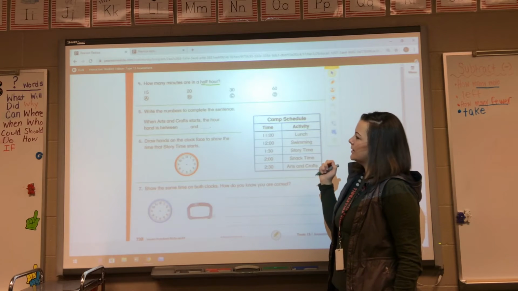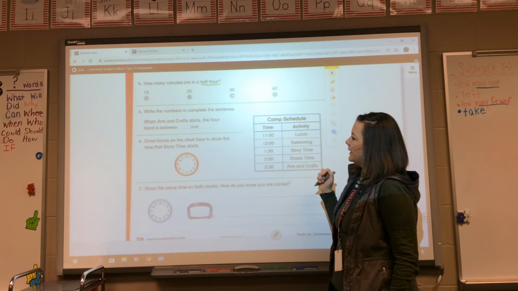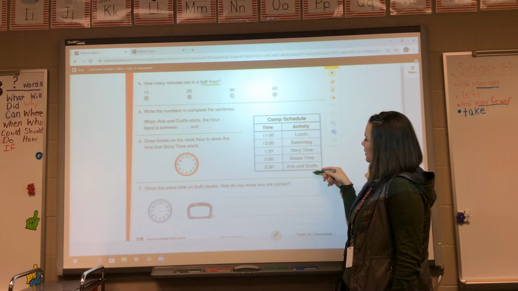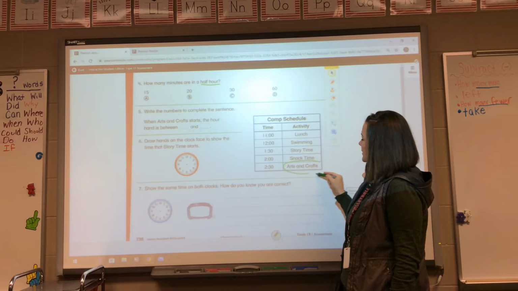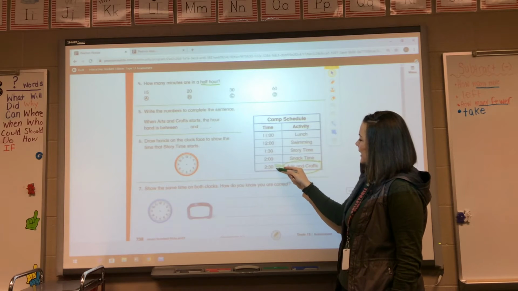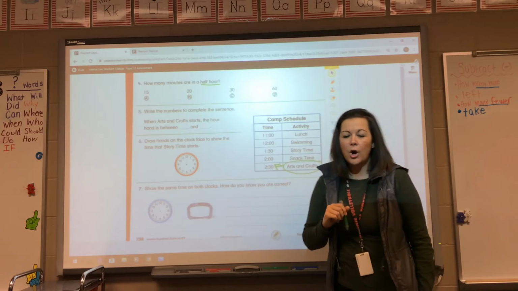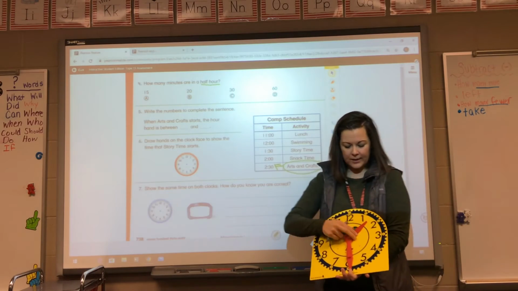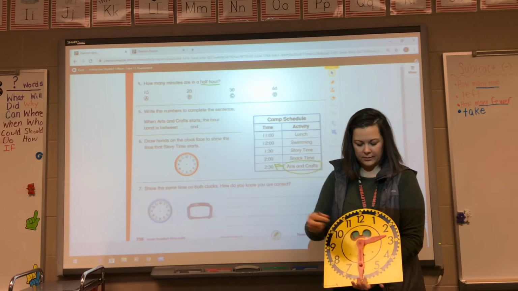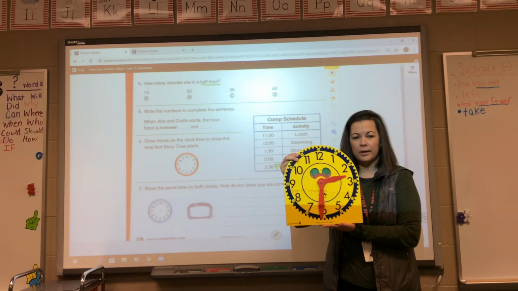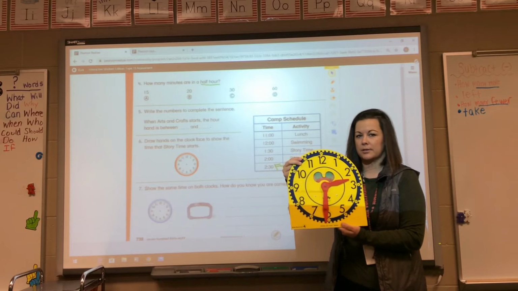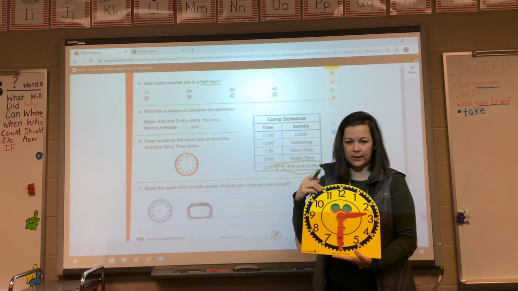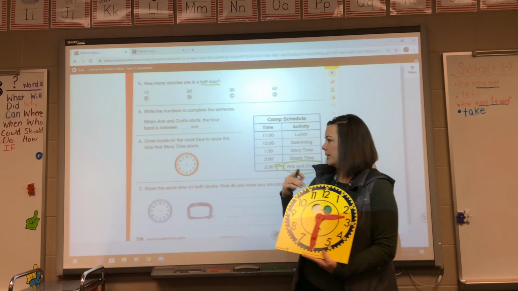When arts and crafts starts, the hour hand is between what and what? So I look at my camp schedule. I find arts and crafts, and it's at this time. Put that on your clock, boys and girls. If you need to pause the video, get your clock. Make 2:30. Your hour hand is between what 2 numbers? Put those numbers here. Your hour hand, little hand, is between what 2 numbers?